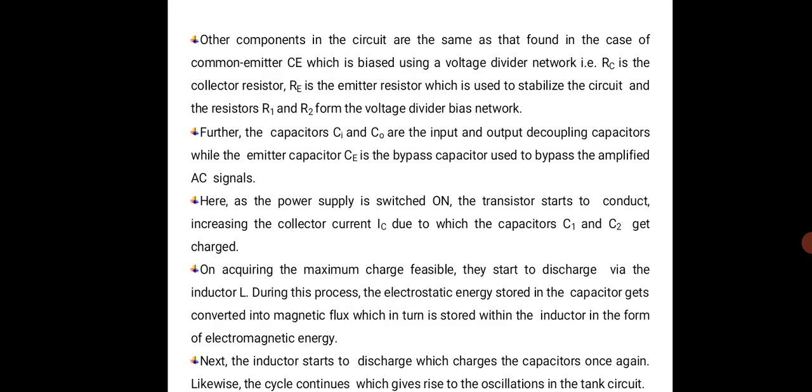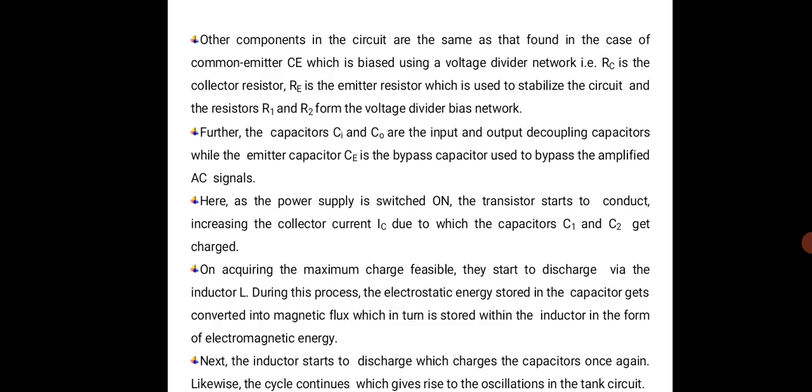Here, when the supply is on, the transistor will start to conduct, which will increase the collector current, due to which the capacitors C1 and C2 get charged. On acquiring the maximum charge possible, they start to discharge via the inductor L. During this process, the electrostatic energy stored in the capacitor gets converted into magnetic flux, which in turn is stored within the inductor in the form of electromagnetic energy. Next, the inductor starts to discharge, which charges the capacitor once again. Likewise, the cycle continues, which gives rise to the oscillation in the tank circuit.